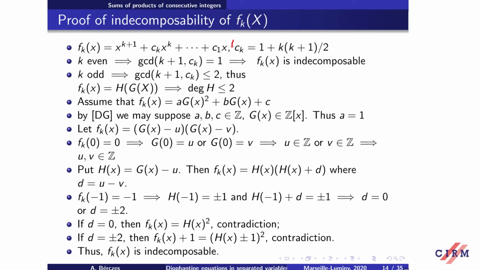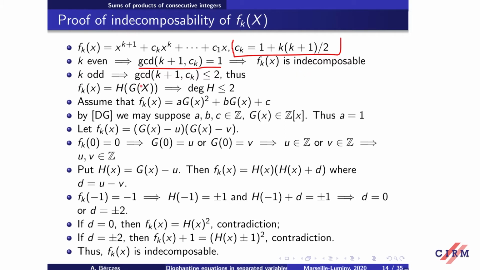It is not very hard. I would say it is very easy to compute c_k, which is 1 plus k times (k plus 1) over 2. Now, if we take a look at it, when k is even, then this is k plus 1 times an integer. If I add 1, that is co-prime to k plus 1. So in this case, by the theorem of Dujella and Gusić, f_k(x) is indecomposable. This is the easy case.